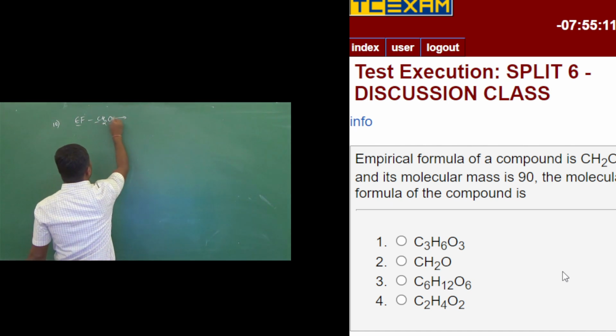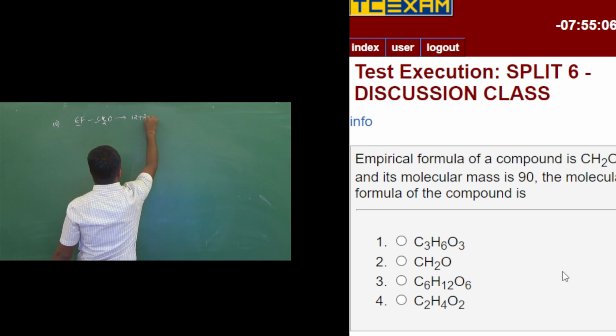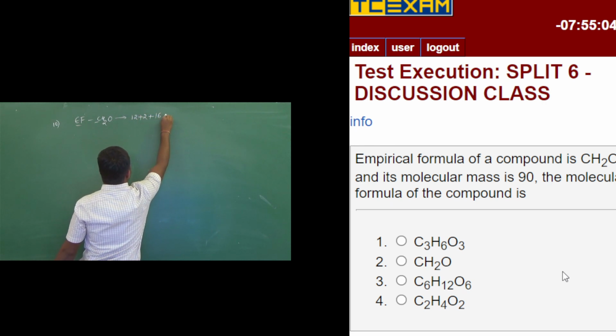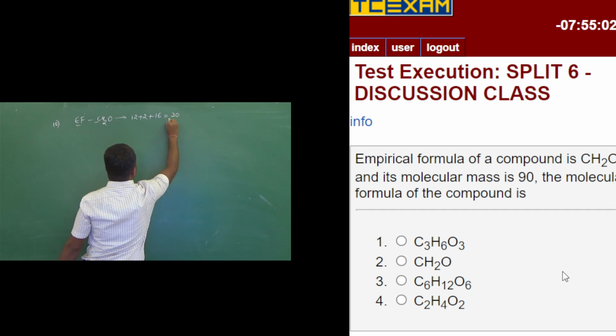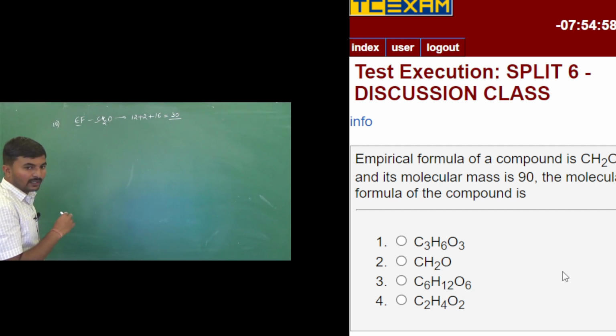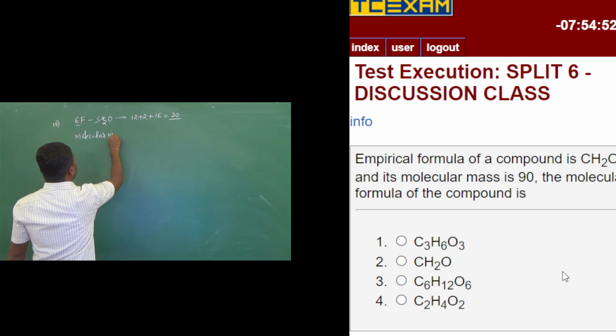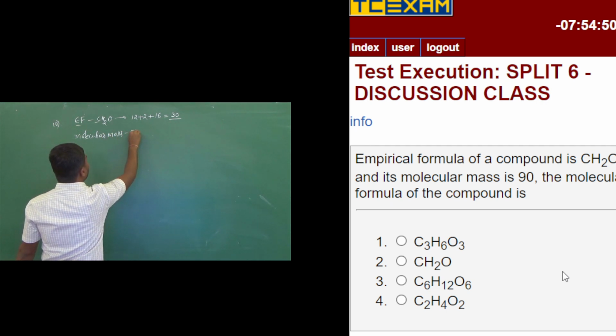So how to calculate the empirical mass? Mass of carbon is 12, plus hydrogen 2, plus 16. So in total, we are having 30. The empirical mass of this particular compound, CH2O, is 30. Followed by molecular mass, which is already given. Molecular mass, that is 90.